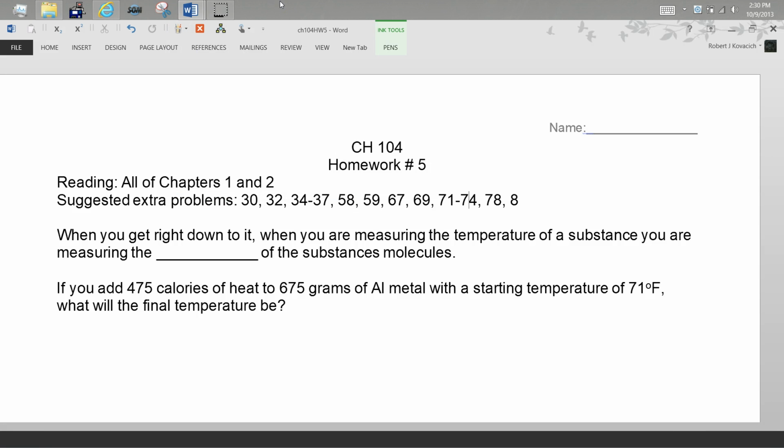Okay, let's go ahead and review this homework. So when you get right down to it, when you're measuring the temperature of a substance, you're measuring the blank of the substance molecules. Speed. So temperature is really a measurement of the speed at which those molecules are vibrating or moving around. Anybody else have anything else they wanted to throw in there? Besides speed or movement? Velocity? Sure.